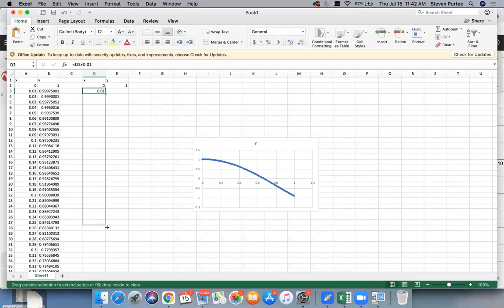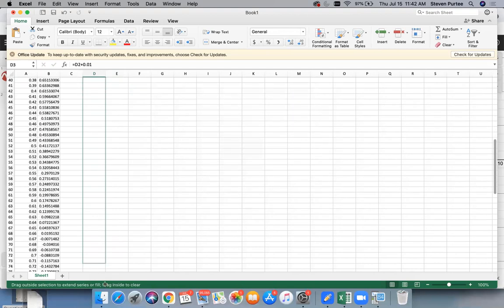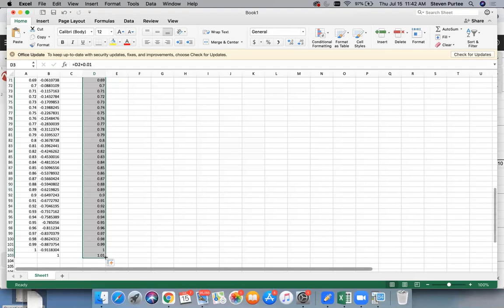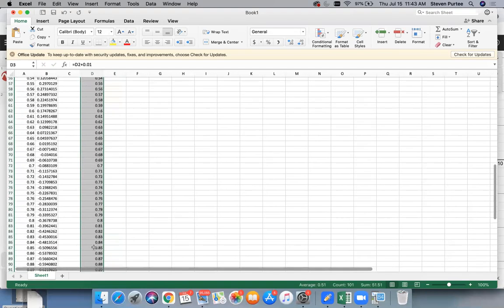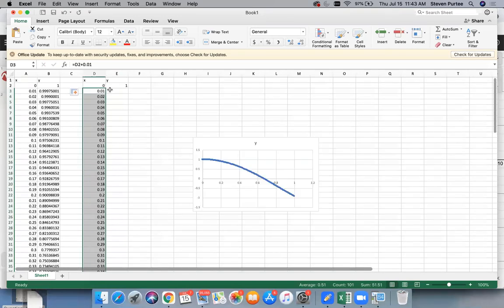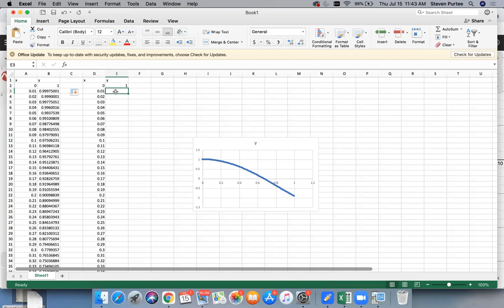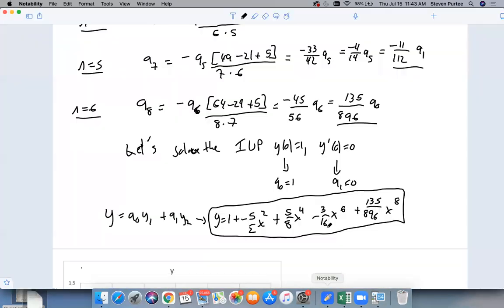I don't know, it looks like I went until I reach X equals 1. I could keep going. I could go to 100 if I wanted to, but power series usually aren't good for very far away from your seed unless you keep a lot of terms. Okay, now what are my y values going to look like? My y values are going to be this polynomial.